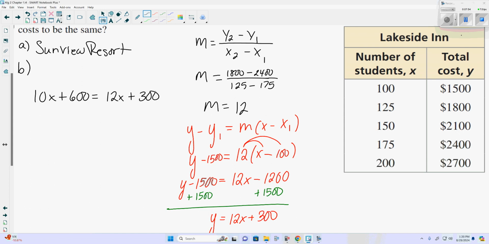What can we do first? Combining like terms is an option, but unfortunately, because the constants on each side are 600 and 300, we can't just combine. We've got to add or subtract to get things on the same side. We can subtract 600. If we subtract 600 from both sides, our 600 minus 600 is 0, telling us that 10x is equal to 12x minus 300.